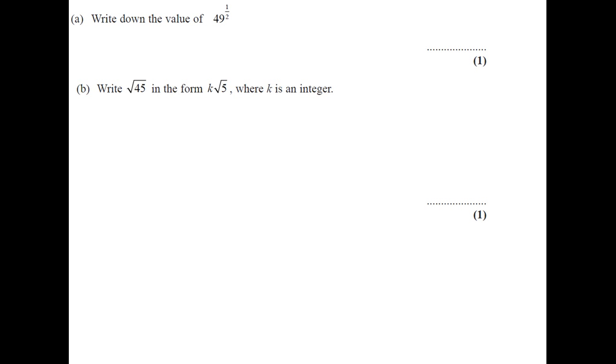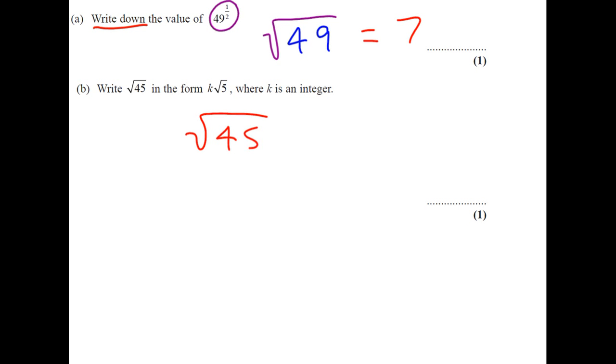Remember that I said power of a half is another way to write square root. So this just means the square root of 49. So what times by itself to make 49? 7. That's why it's just write it down. You do need to know your times tables. Write the square root of 45 in the form k root 5. This is an A-level like question. What it wants you to do is get a number value for k.